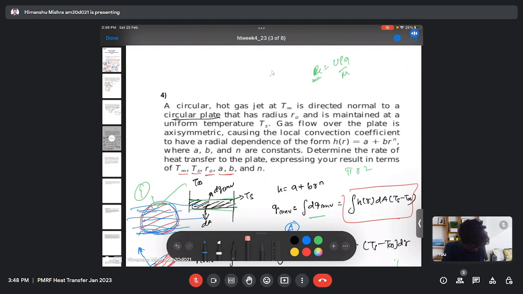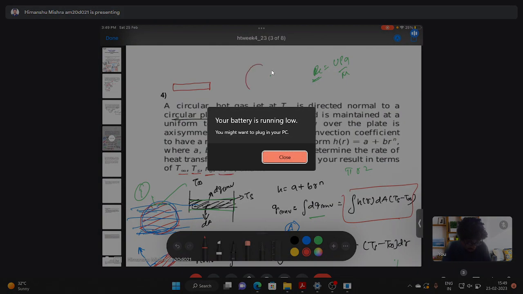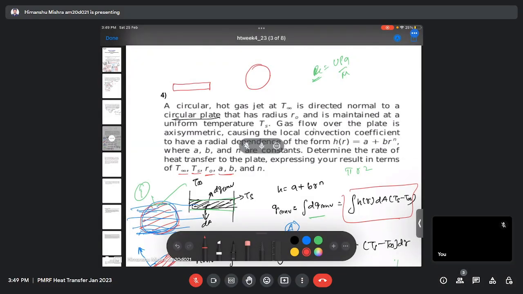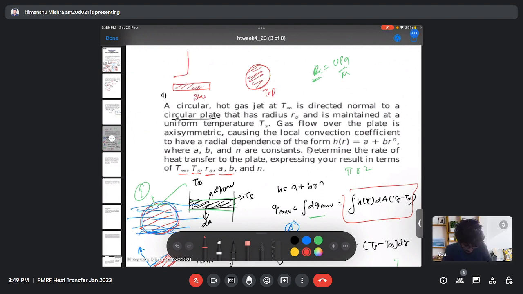So let's say this is my side configuration, and this is my top configuration, and this is my plate. So the jet is coming from top normal, and then it spreads over the uniform. It hits the surface, and then it spreads over the entire surface.